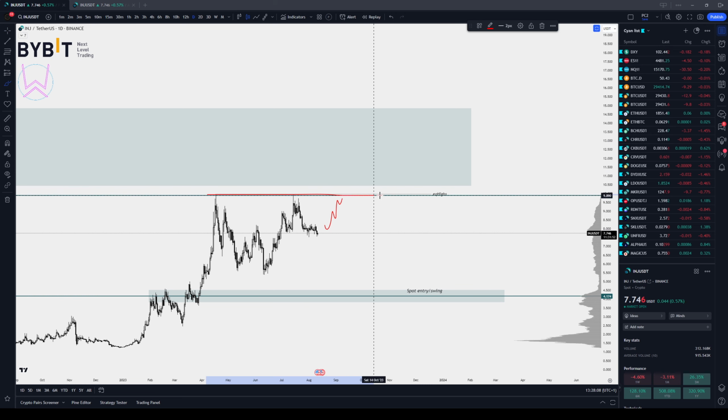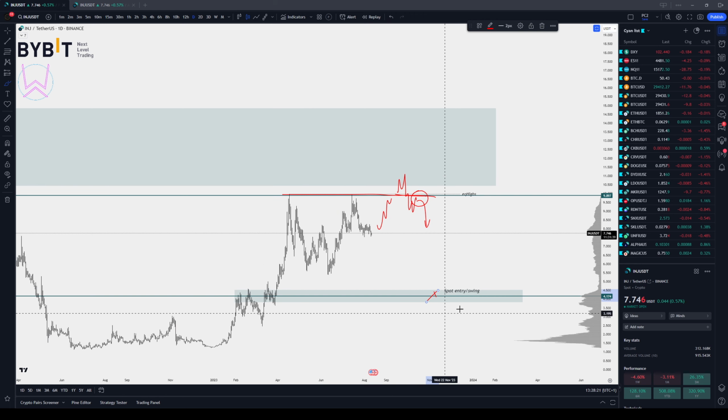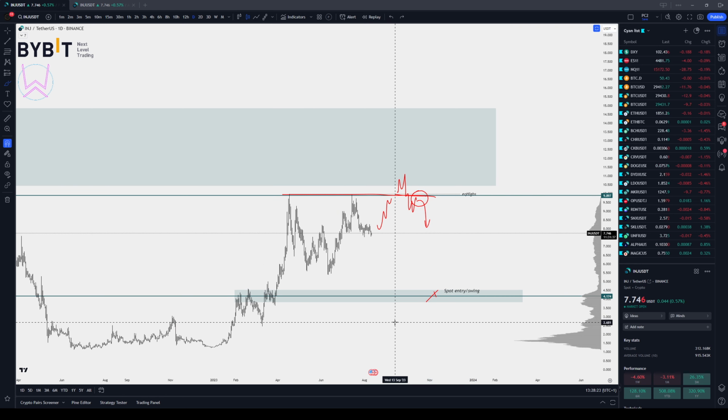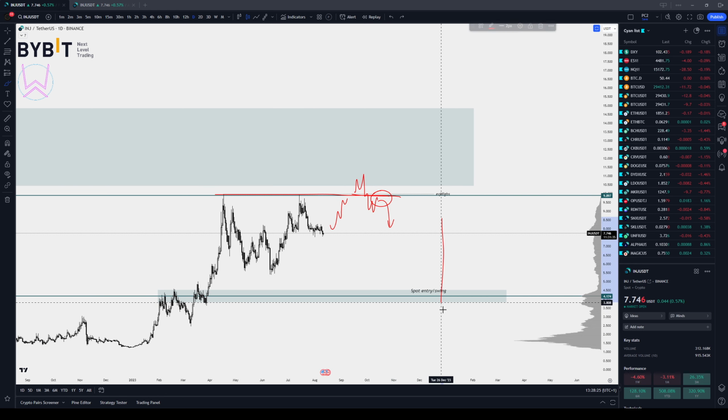Basically what you want to do here is we would wait for the break above these equal highs, and then on the deviation back below these equal highs here, we would look for the short, and likely we could potentially target this range low area and my spot/swing entry, right? As I said, it's like a 46% drop, so the idea of getting that is unlikely but is highly possible.